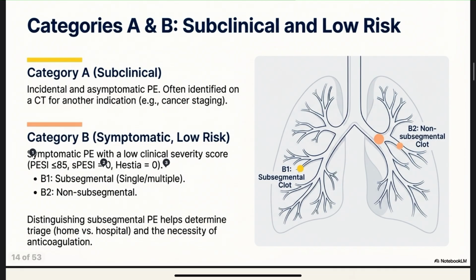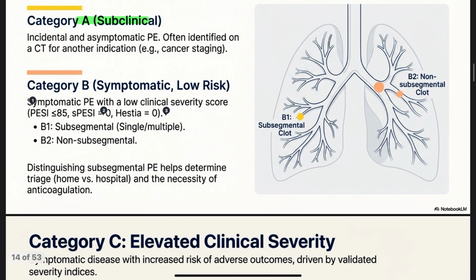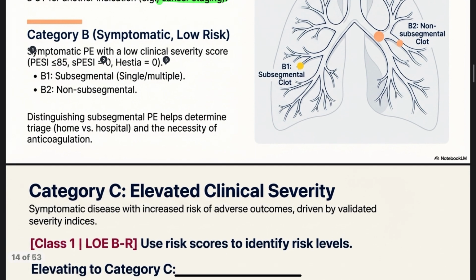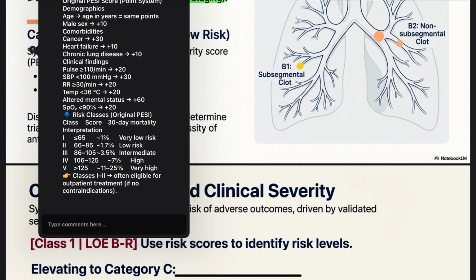Category A is subclinical, low risk. Category A is again subclinical, as we told, for example when during cancer staging you find it incidentally. Category B is symptomatic but low risk. Here I would like to tell about these severity scores. So what is this PESI score? The original PESI score was used.